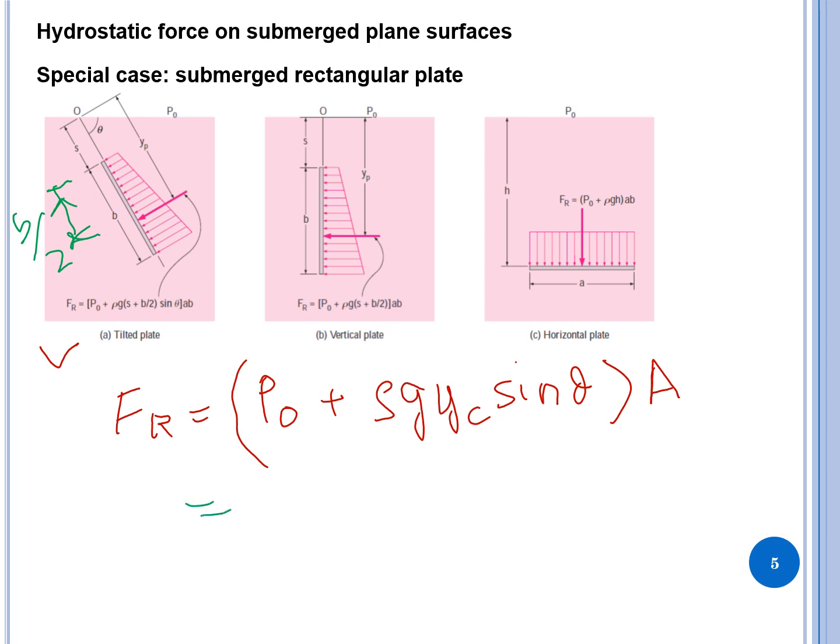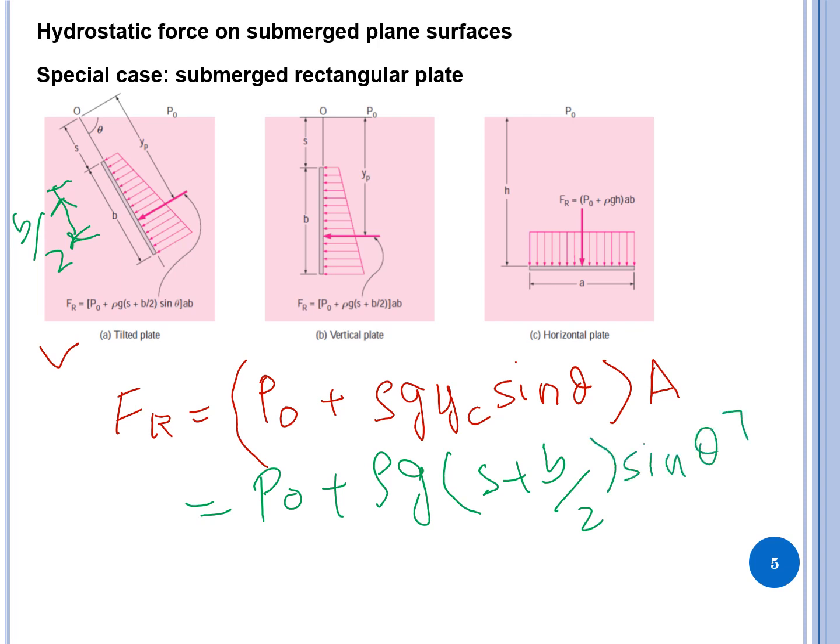So FR in that case is going to be P naught plus rho G YC. From the origin it is going to be S plus B over 2 sine theta, whole times area, which is basically A times B, where A is the width of this rectangular plate, which actually goes inside this slide, and this relation is given here.